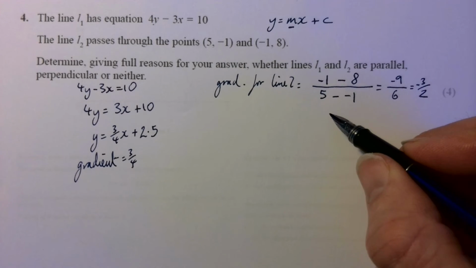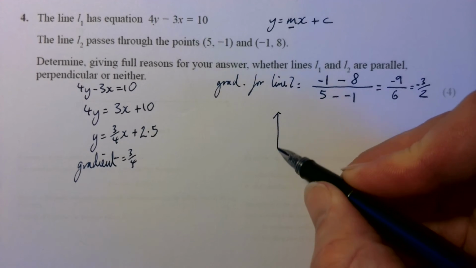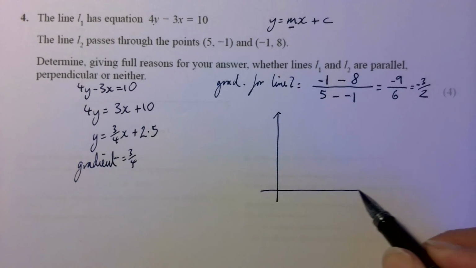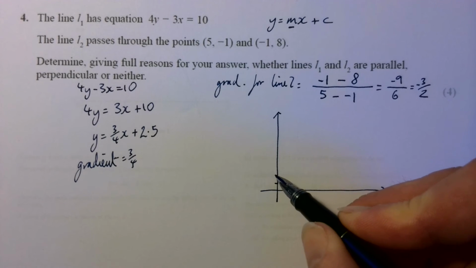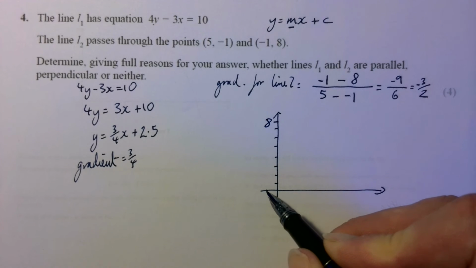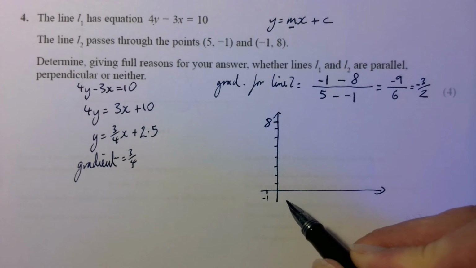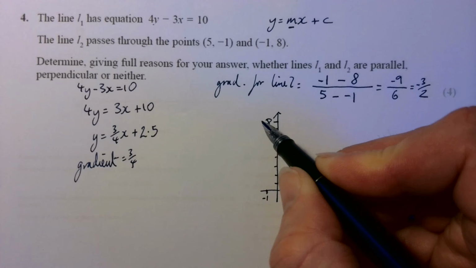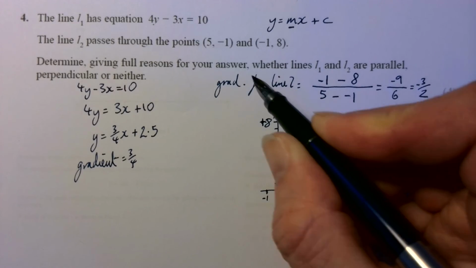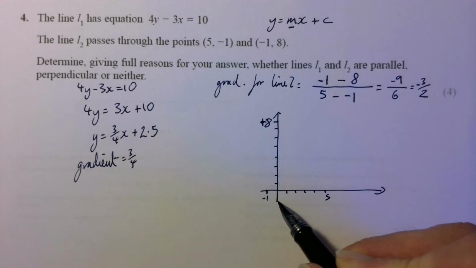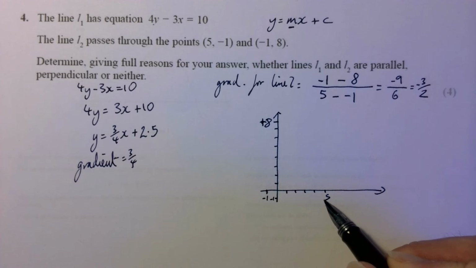That's one way of doing it. The other way of doing it would just be to make a little sketch. So the sketch would be showing where our points are. So I've got to go up as far as 8. 1, 2, 3, 4, 5, 6, 7, 8. There's -1 there. I'm going across -1 and 8, so that's 1 point, isn't it? And then 5, 1, 2, 3, 4, 5, and -1 there would be there.